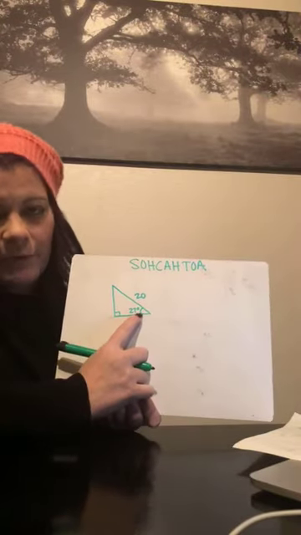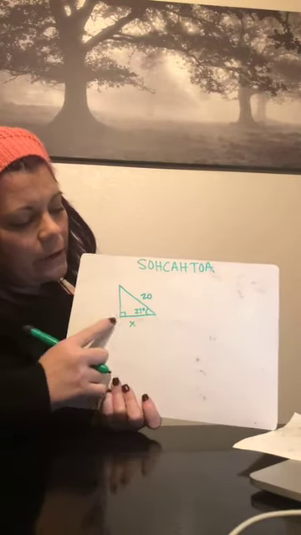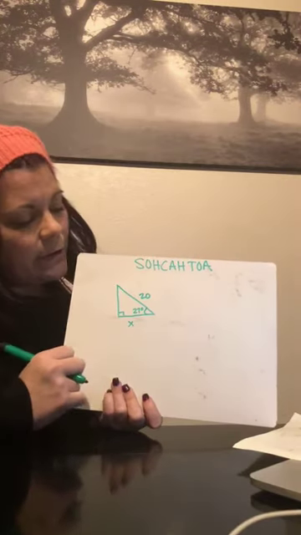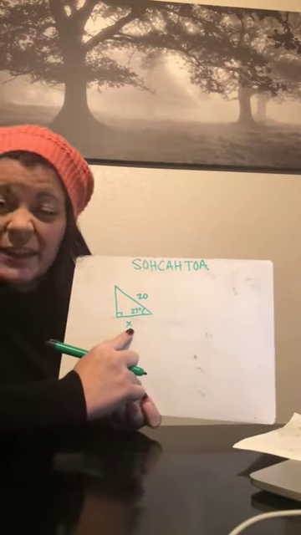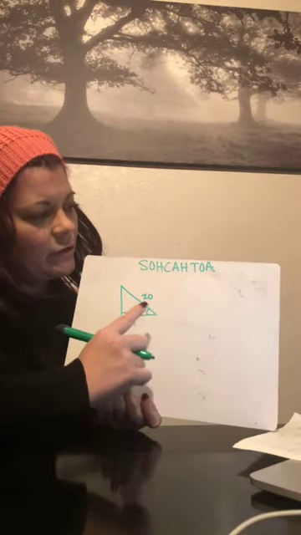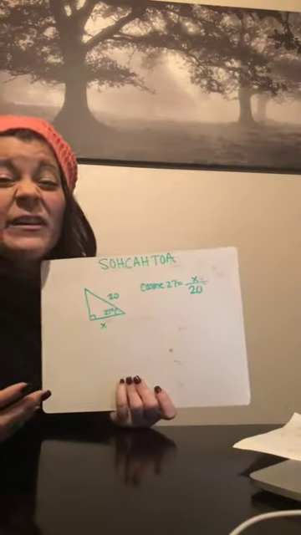Let's do another one. So with this one, we're looking at the viewpoint from the 27-degree angle. I know I have my hypotenuse because it's across from the right angle. And I also know I have my adjacent side because it's right by the 27. So adjacent and hypotenuse is cosine. So you say the cosine of 27 is equal to the adjacent side, which was x, over the hypotenuse, which was 20. And again, I solve this just like an equation.